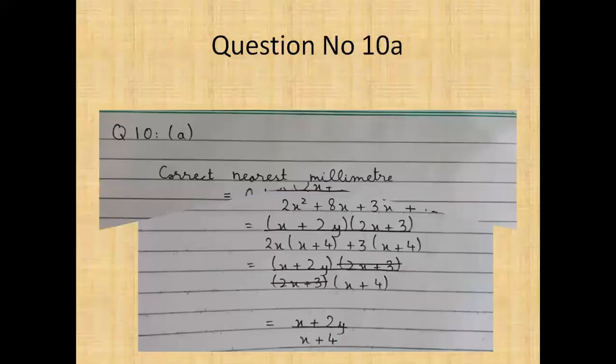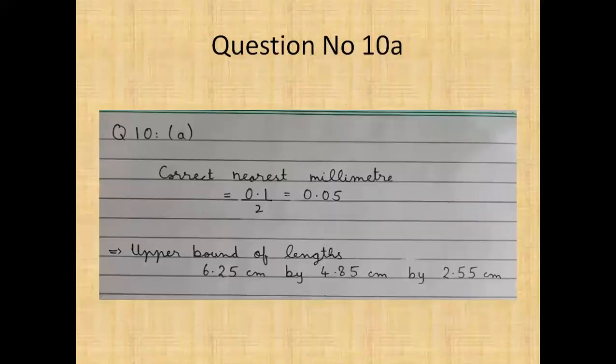Okay, so they are correct to the nearest millimeter, which means 0.1. Nearest millimeter in centimeter will be 0.1, so they are correct to 0.1 centimeter. That is 1 millimeter. So 0.1 centimeter divided by 2 will be 0.05. You see, he used the word nearest millimeter, but I have converted 1 millimeter into centimeters, which is 0.1 centimeter. Then I divide it by 2, giving 0.05, so I can find the upper bound of the length.